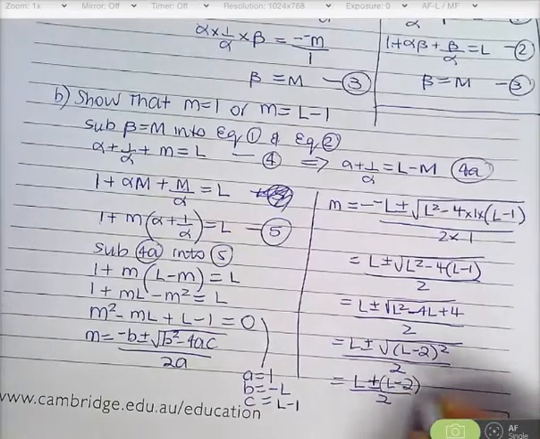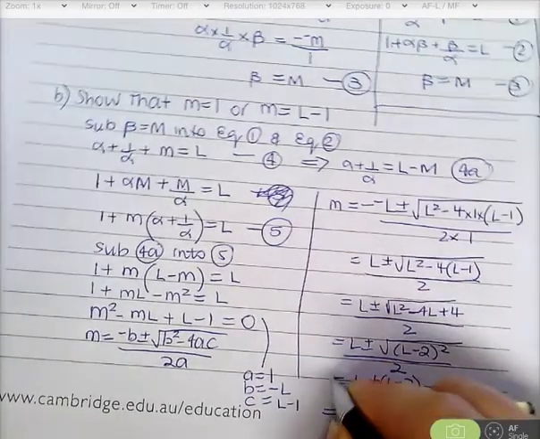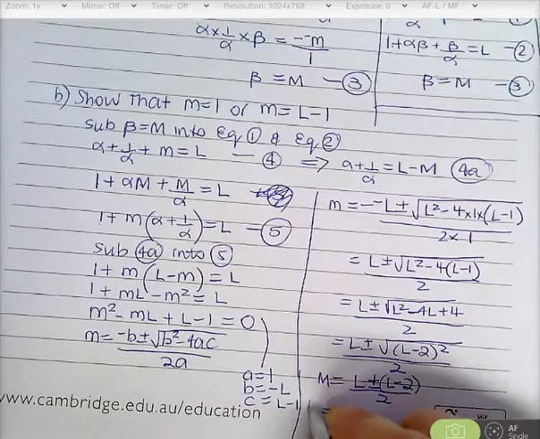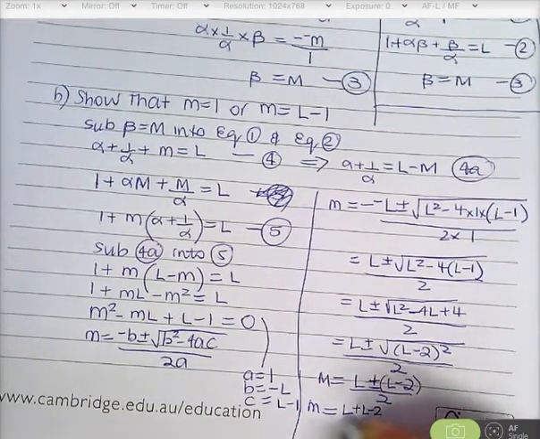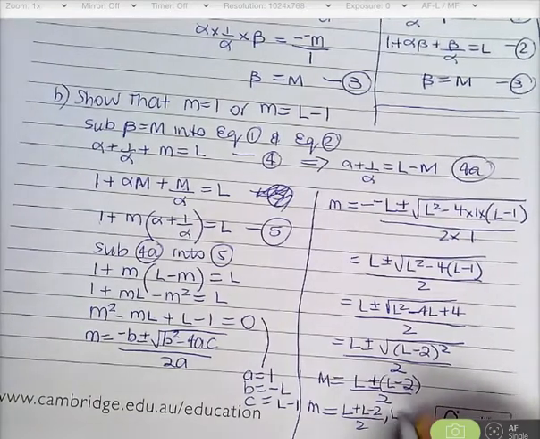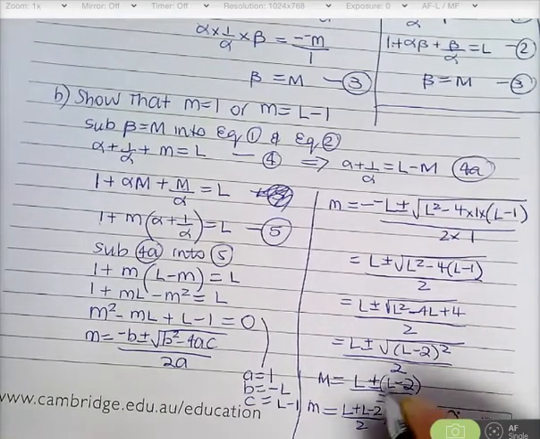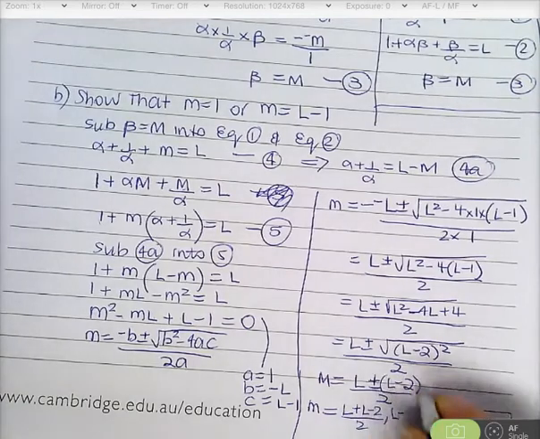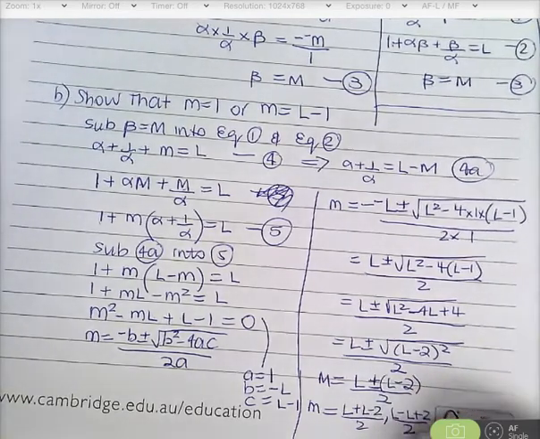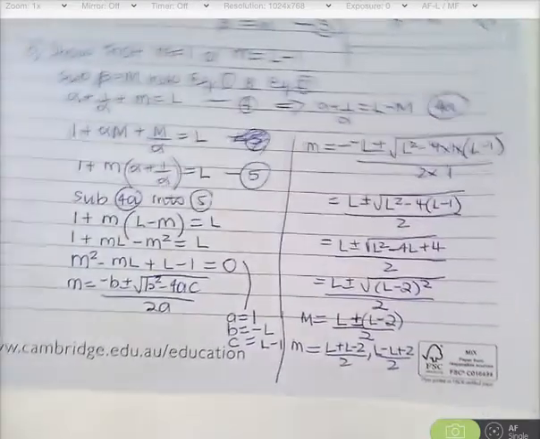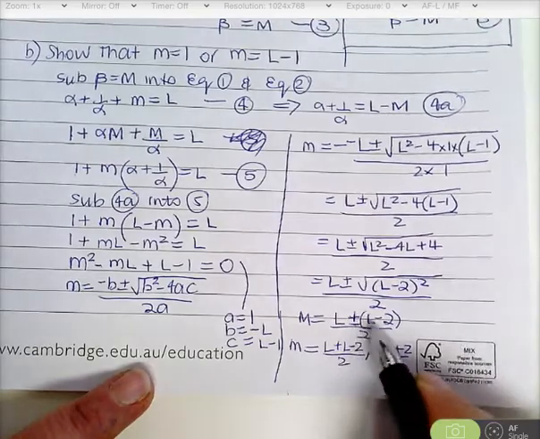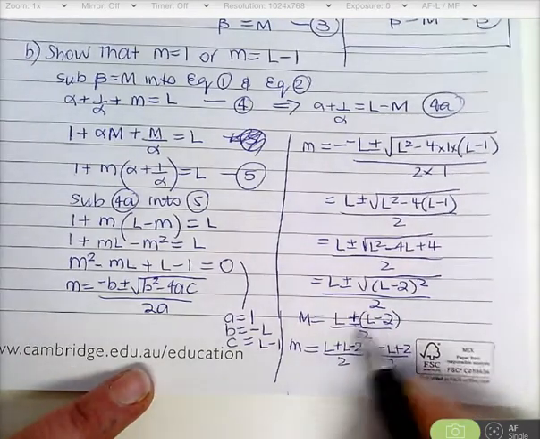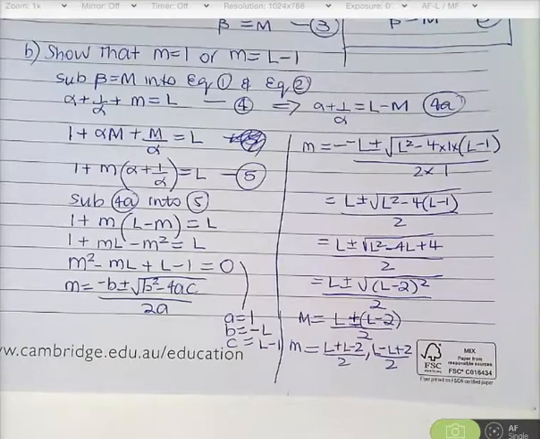Now I'm going to put that L minus 2 in brackets. So we've got two scenarios here. This is what m is equal to. So therefore, m is L plus L minus 2 over 2, or it's L minus bracket L minus 2. So it would be minus L plus 2 over 2. Sorry, I'm being covered. So it's L minus L plus 2 over 2.